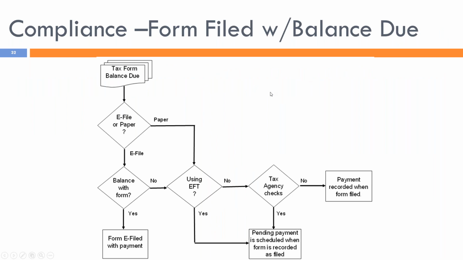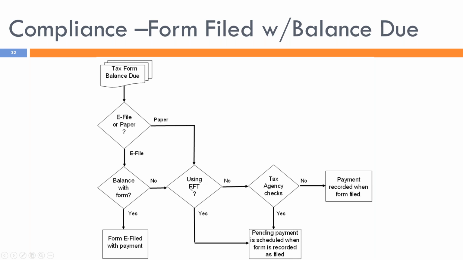Okay, so this is really just kind of a flow chart on a form filed with a balance due, whether it's filed on paper, if they're not using EFT services, or filed electronically. So we just kind of go through this once. One is a manual process, no e-services, or a fully electronic process. So you have a tax form with a balance due. Is it on e-file or is it on paper? If it's e-filed, the balance goes with the form, and the form is e-filed with the payment.